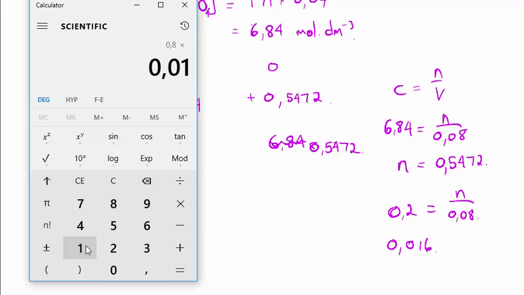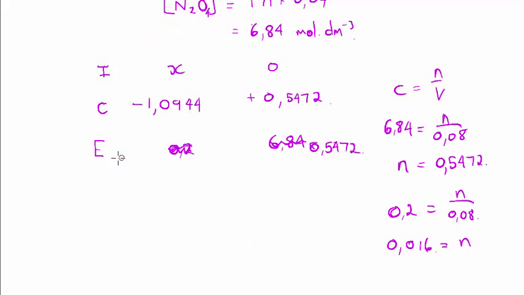Point 8 times 0.0... sorry. 0.08 times 0.2 is 0.016. That's right. Okay, so that's how many moles I have in the end, 0.016. So in other words, this is the equation I'm trying to solve.